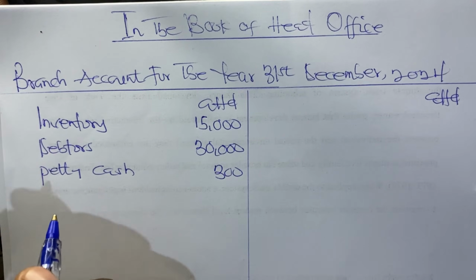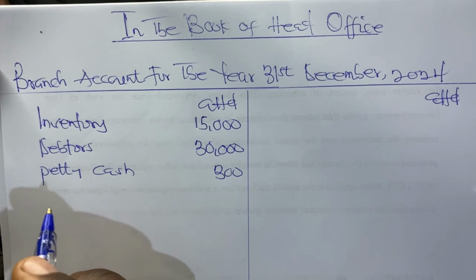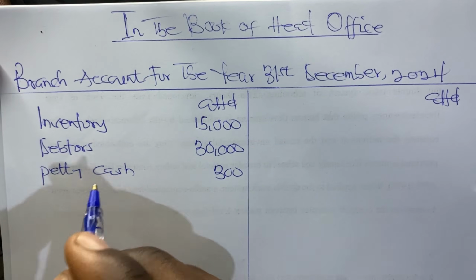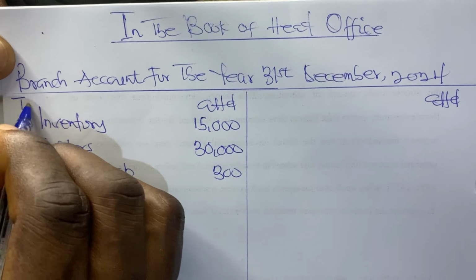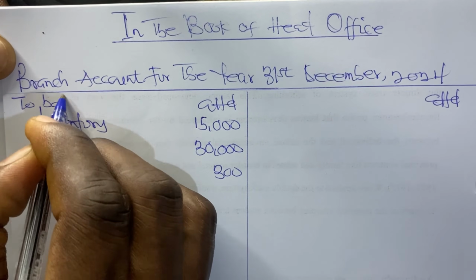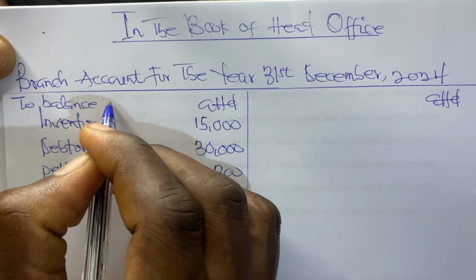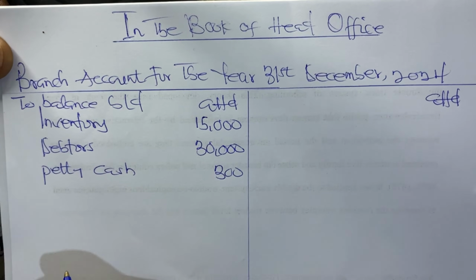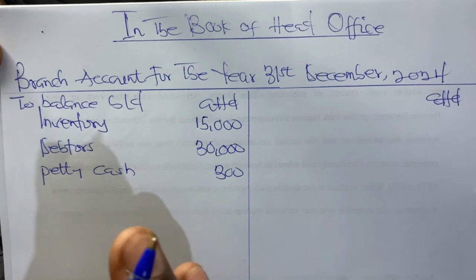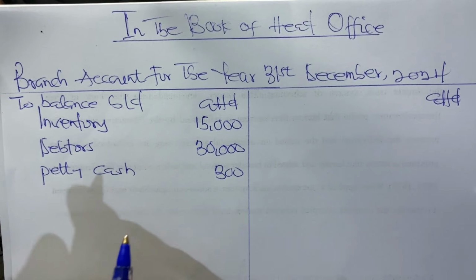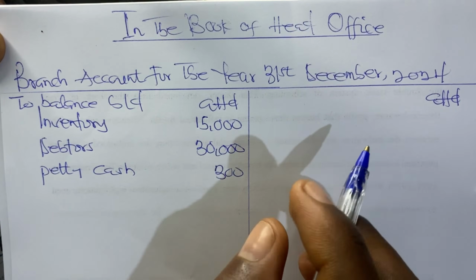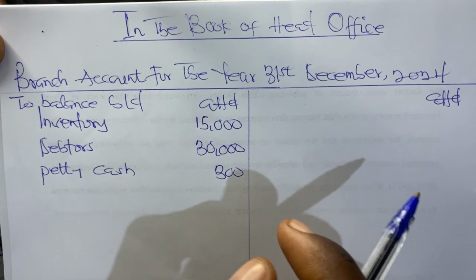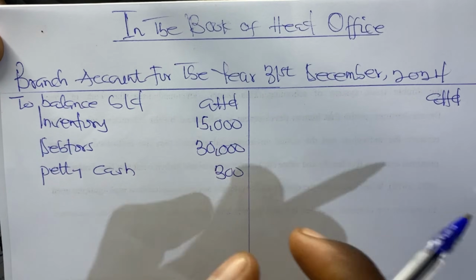The one thing I want you to take note of is that these assets are the balance brought down. They are the opening balances. So I said balance brought down because they are the opening balances of assets. Now, if they were liabilities in this particular question, the liabilities opening balance should have been credited to this account in order to determine the equity of the branch or the net worth of the branch.